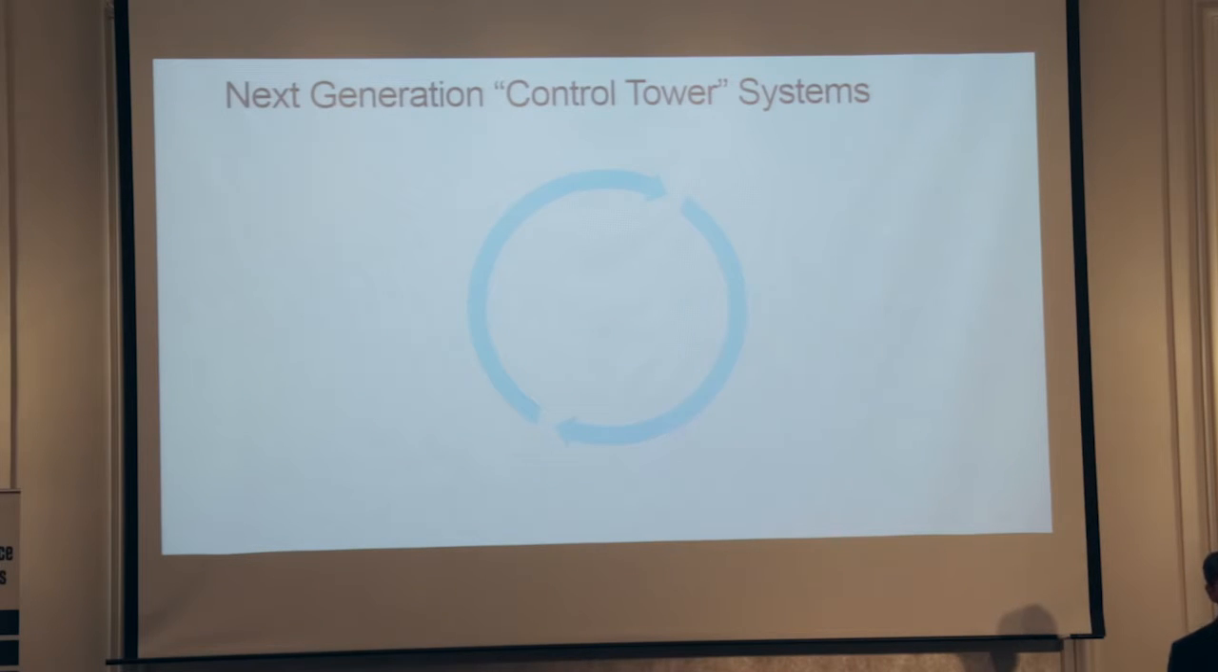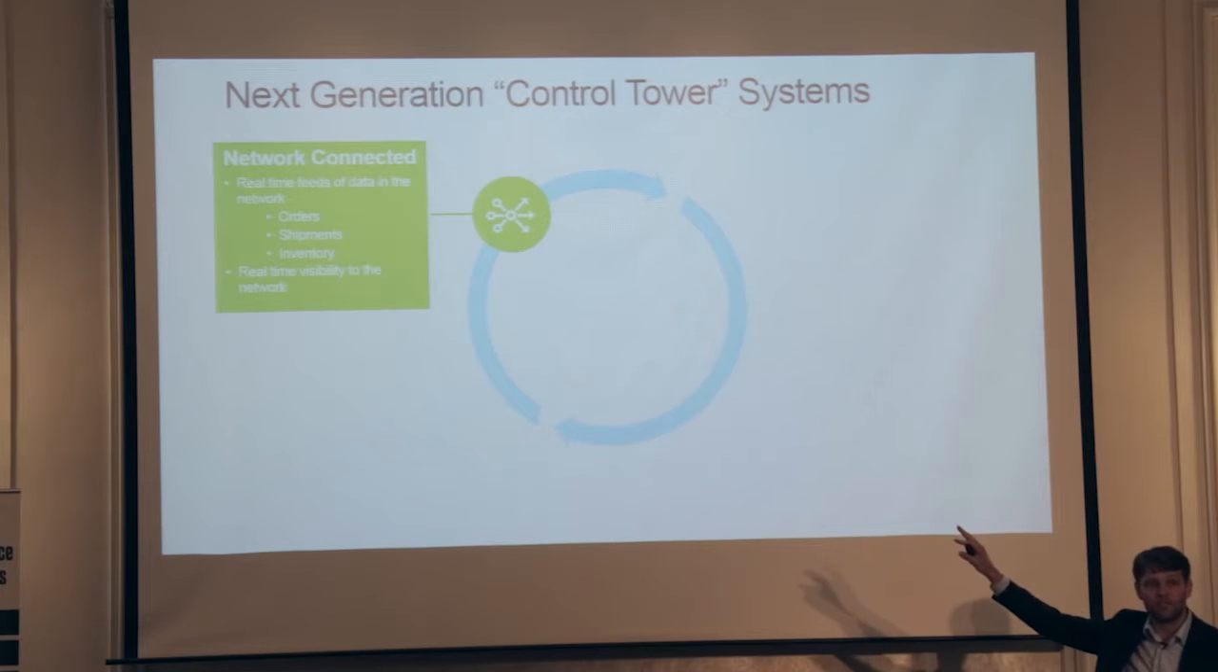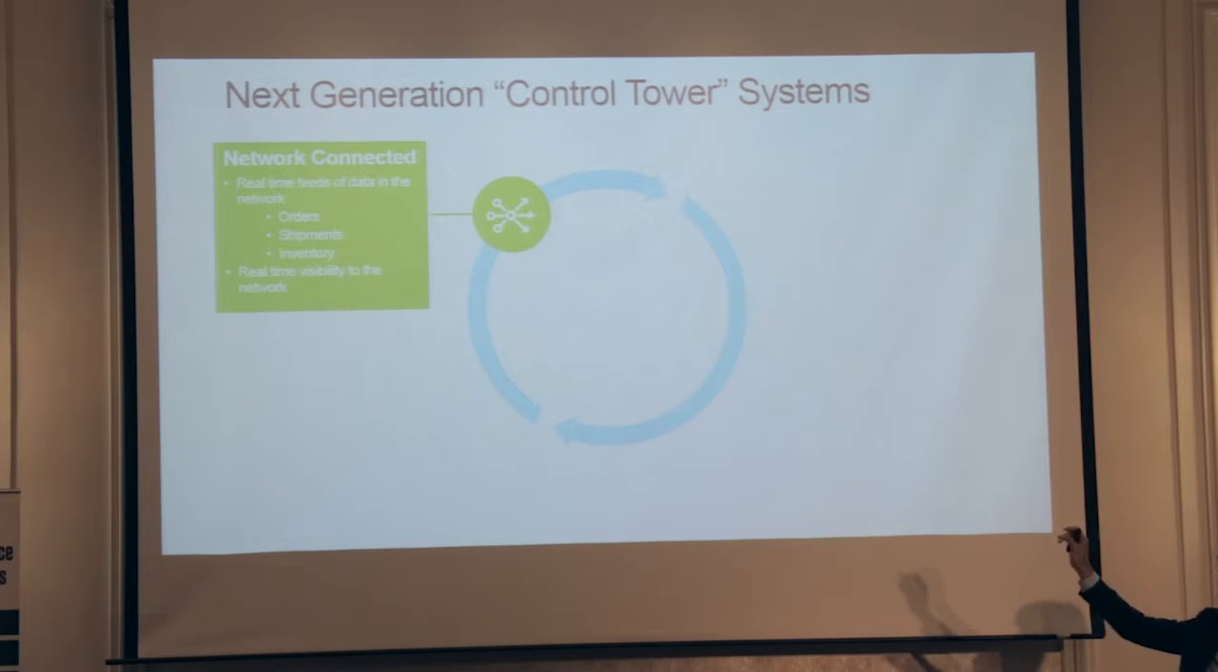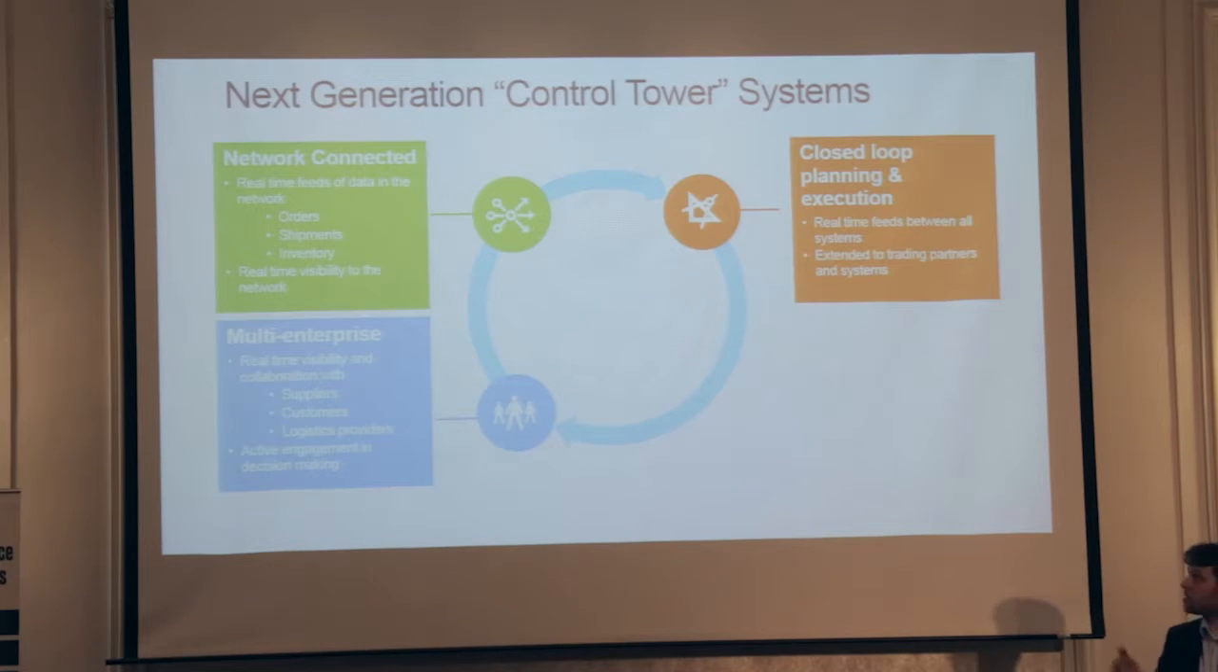now coined the next generation control tower system, which has the networked connection. So it has all those objects and information that we talked about earlier, the orders, the shipments, the inventory, the visibility of where this stuff is at any given moment in time. It has the multi-enterprise angle to that of the suppliers, the customers, etc. It has what Ian already talked about, the closed-loop planning and execution capability.